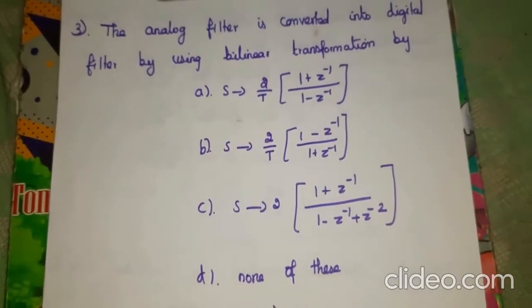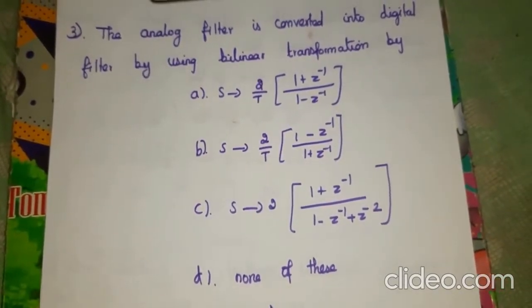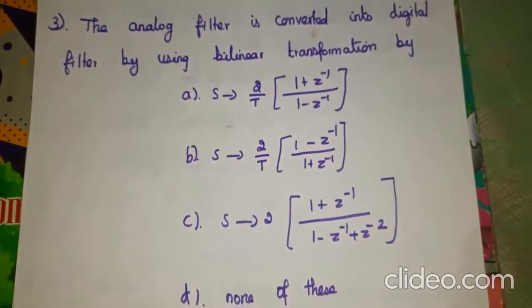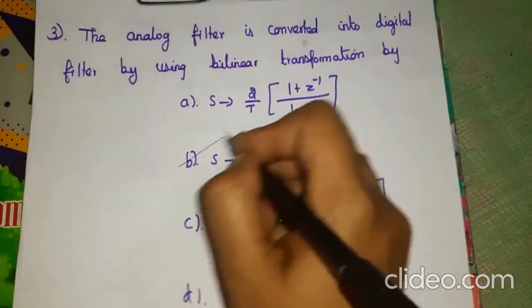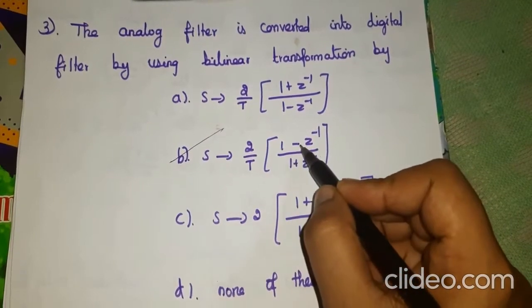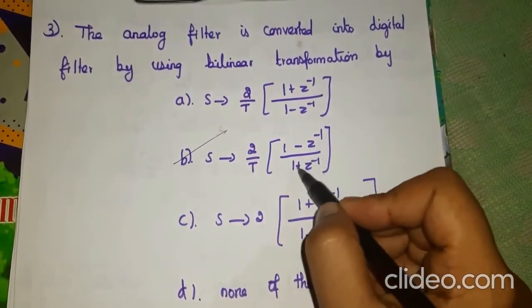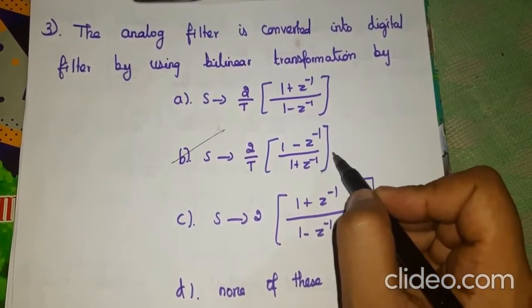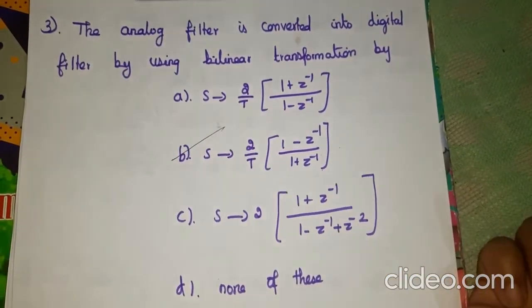Third question, the analog filter is converted into digital filter by using bilinear transformation by. So here the answer is B. So s is equal to 2 by T into (1 minus z power minus 1) divided by (1 plus z power minus 1). So here the answer is B.